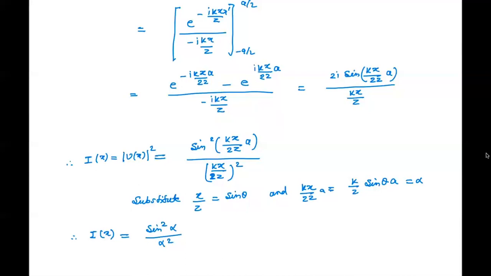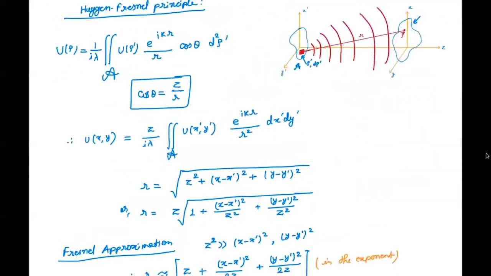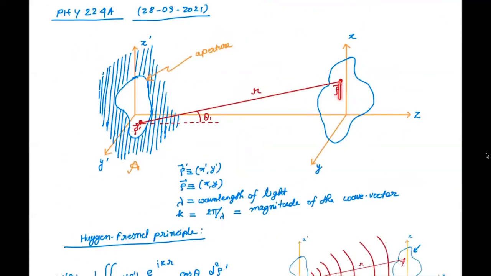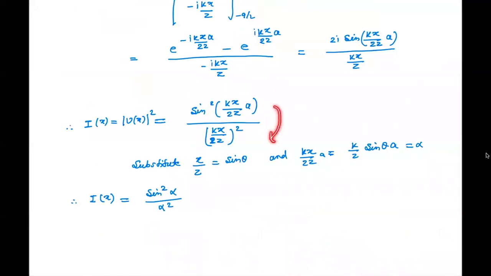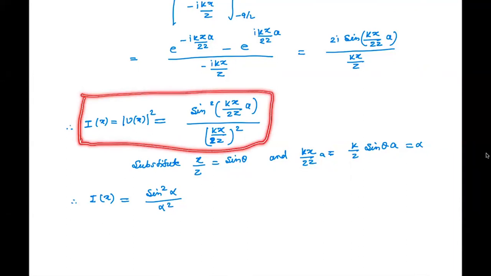Typically in the book, you can also do x by z. This will be sine theta, because if you go back to the original diagram, that's my x and that's my z. So x by z will be sine theta. So sometimes you will also write it in terms of theta. But this is the general expression. You can also write this kx a by 2z as k sine theta a by 2, and you can also put it as alpha. This is also sometimes how you see the expression written in books. But this is the expression with all the relevant parameters of the problem.